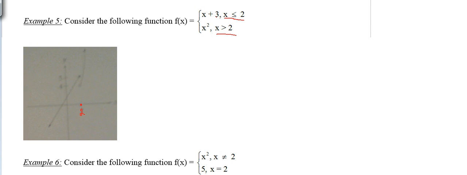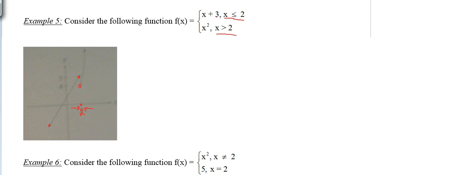Consider the following function: f of x equals x plus 3 where x is less than or equal to 2, and x squared where x is greater than 2. It is defined at 2. To the left of 2, it's defined. To the right of 2 we have a hollow point, it's a hole.